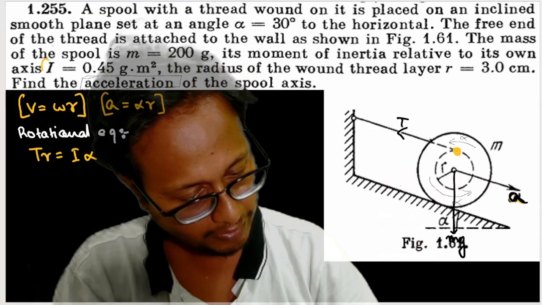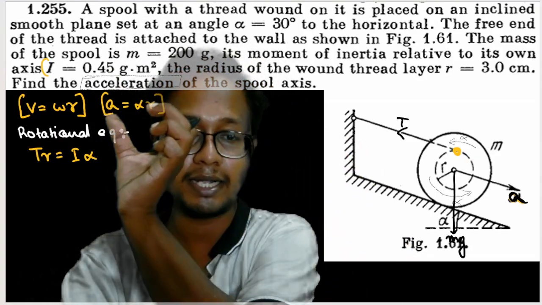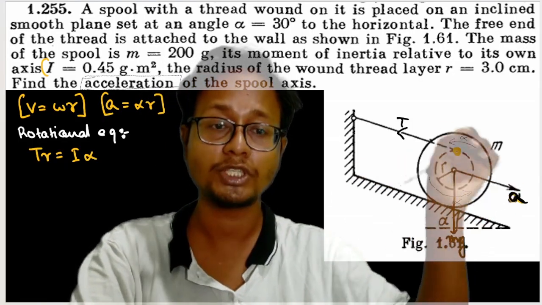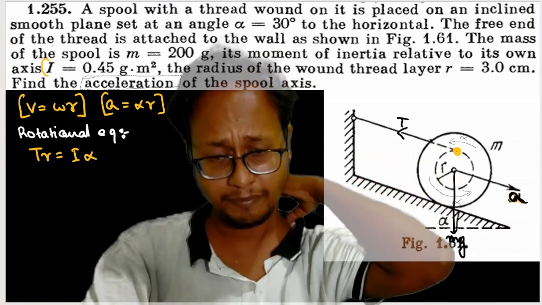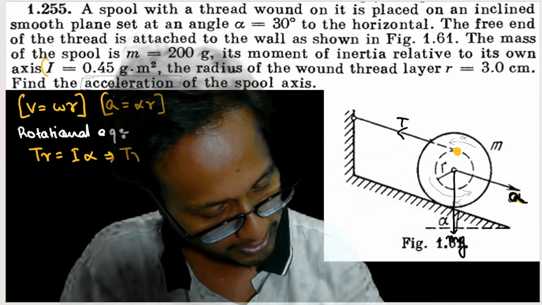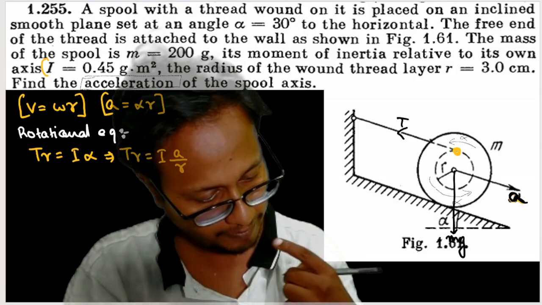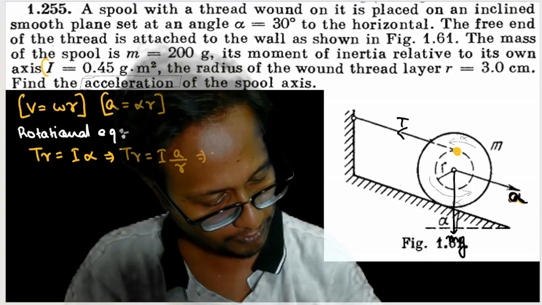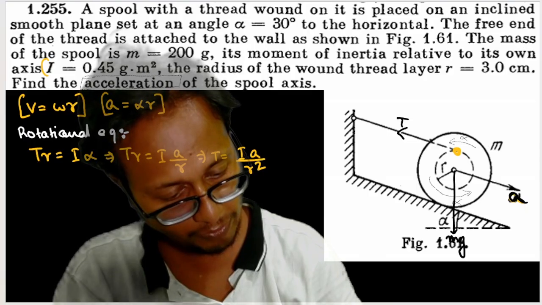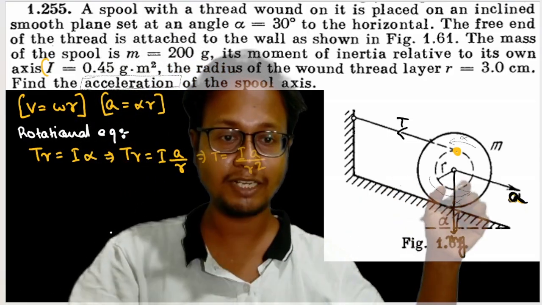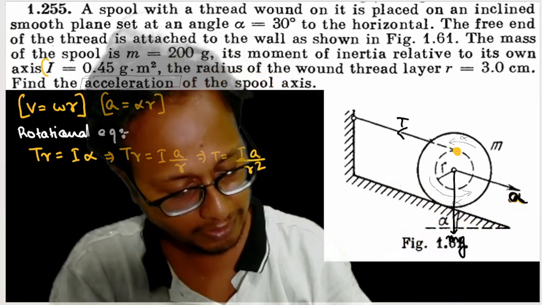I into alpha, where I is equal to 0.45. I'll substitute the values there. We know that alpha is equal to A by R, where A is the acceleration, and R is the distance from the instantaneous axis of rotation to the center of the disk. So TR is equal to I into A by R, or the tension force is equal to I into A by R square. Now, if I draw a second equation, whenever I'm observing my equation at the center, there are two equations. The first one is rotational, the second one is translational. So, the translational equation.